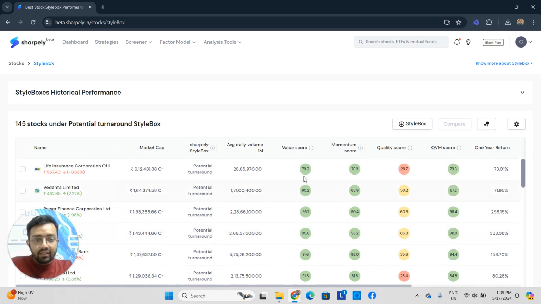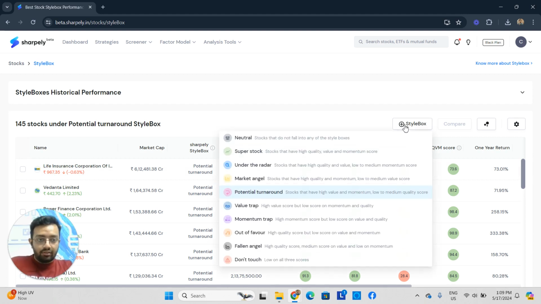Some of the IT, some of the chemical names may be here, where the margins are compressed as of now, so quality is not good. So these potential turnaround candidates are the candidates with comfortable momentum and comfortable valuation. And now let's look at the negative style boxes.